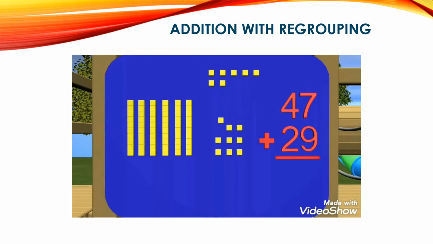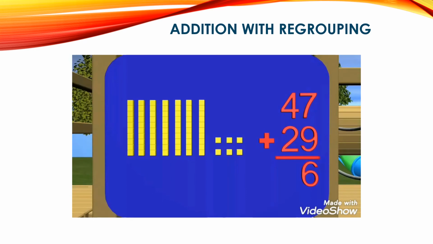Take 7 plus 9, which is 16. You can't write it like that. You have to regroup. See, 16 is 1 ten plus 6 ones. You have to regroup that and put 10 ones in the 1 tens place. Now count 7 plus 9. You will get 16. You can't write it like that. Write 6 in the ones place, and 1 will be carried over to the tens place.